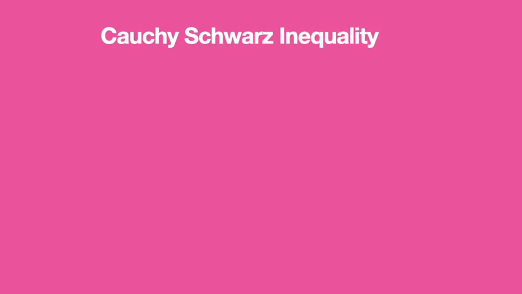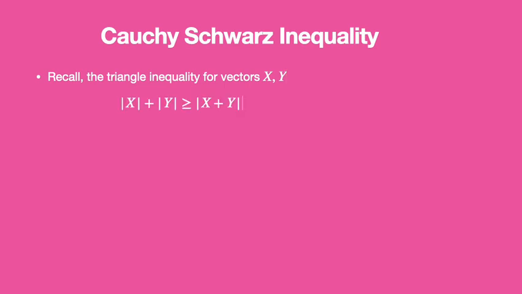Now using the triangle inequality for vectors, we can derive another interesting property of two vectors in a vector space, and this is called the Cauchy-Schwarz inequality. We know from the triangle inequality that given two vectors x, y, the modulus of x plus the modulus of y, by modulus we mean the length of the vector, is greater than or equal to the length of the vector joining the two, in other words, the modulus of x plus y.